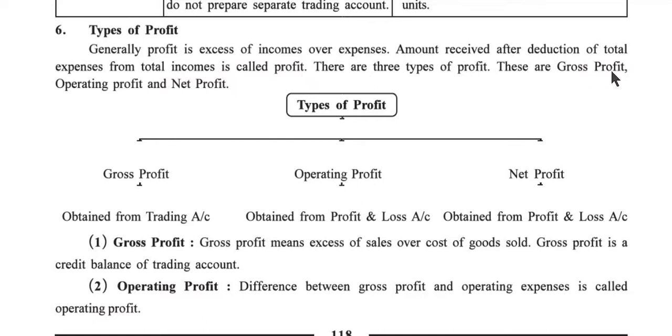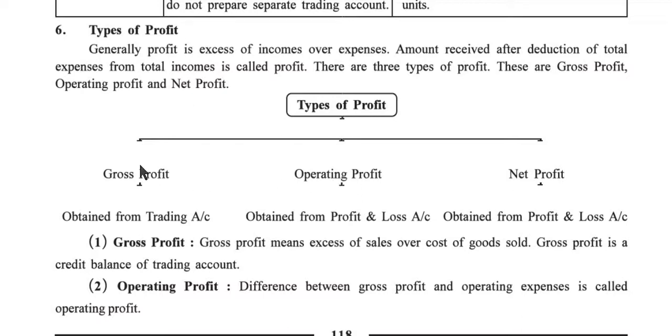There are three types of profit. These are gross profit, operating profit, and net profit. First of all, gross profit. When we prepare the trading account, we get the gross profit. Afterward, operating profit. When production is there, and at that time we get this type of profit, it is called operating profit. When we operate or manufacture things or objects, the profit we get at that time is called operating profit.